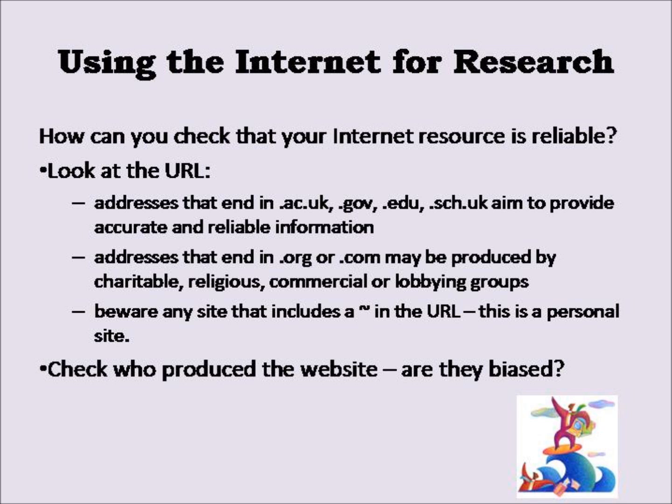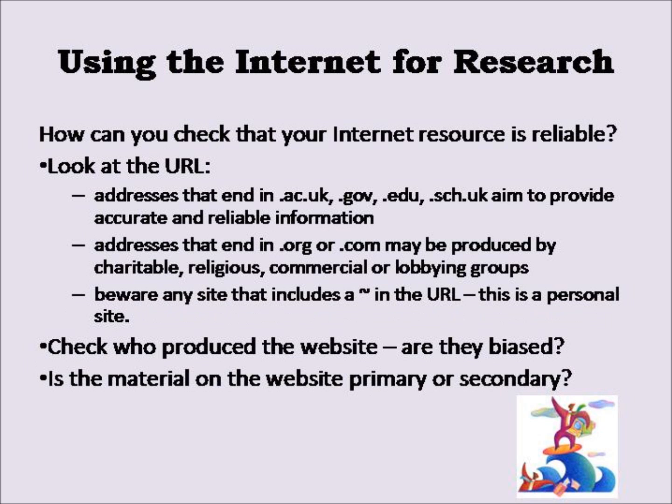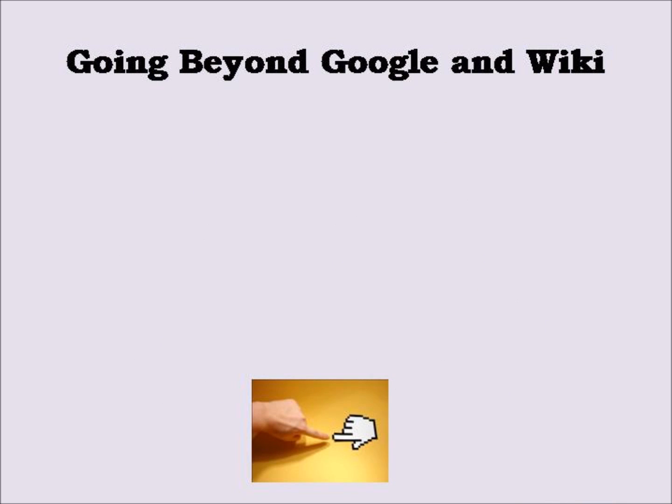Check who produced the website. Are they biased? Is the material on the website primary or secondary? Is the material on the website up to date? Going beyond Google and Wikipedia.